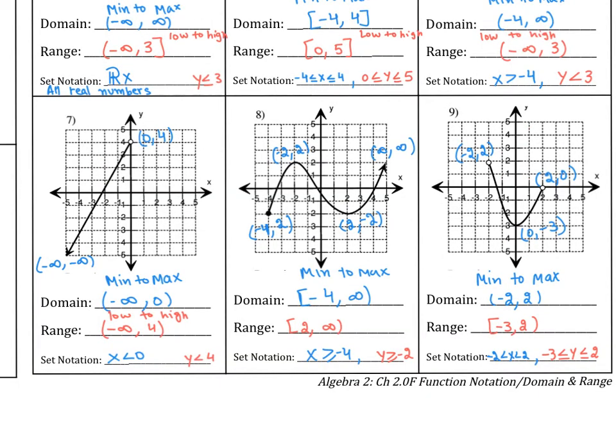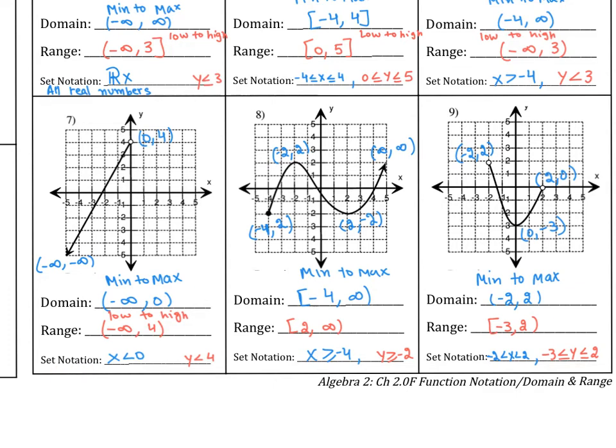For number 7, this point is 0 comma 4, and this arrow shows that it's going down and left. So negative infinity comma negative infinity. So domain's minimum number is negative infinity and maximum is 0. Both are open brackets. For range, low to high, so the lowest point is negative infinity and the highest is 4. Both are open brackets.